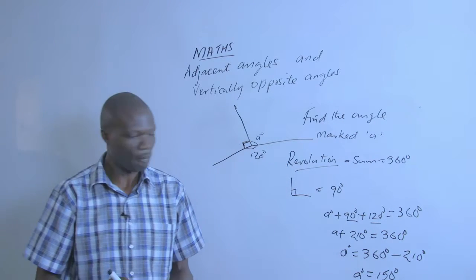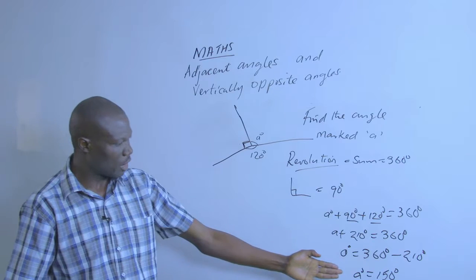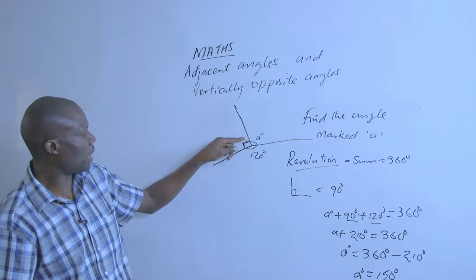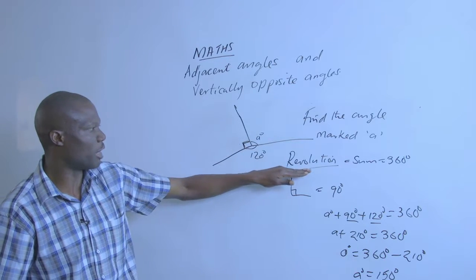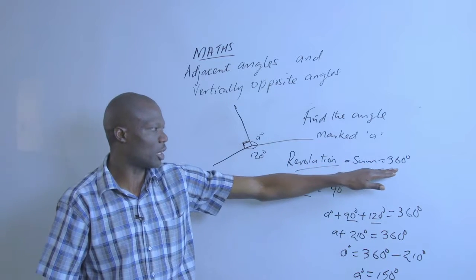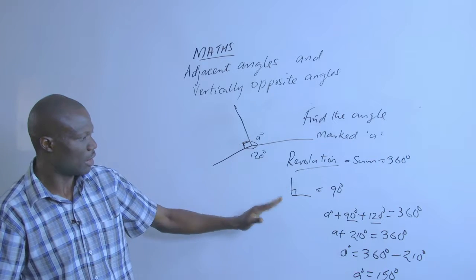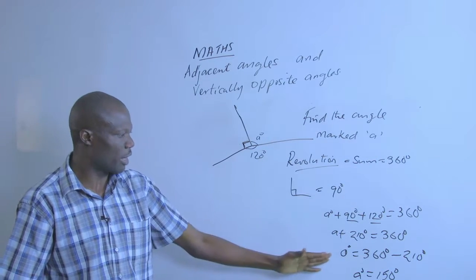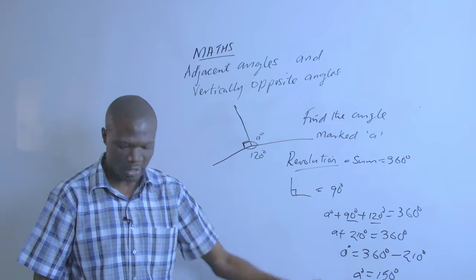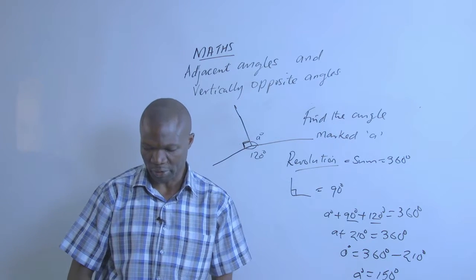Therefore, A is 150 degrees. So we have been able to calculate the size of the angle A, given that the three angles form a revolution which sums up to 360 degrees. Therefore, using the relationship of revolution angles, we are able to find the unknown angle as 150.